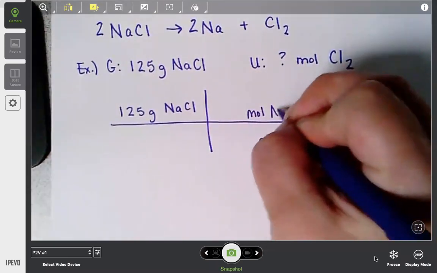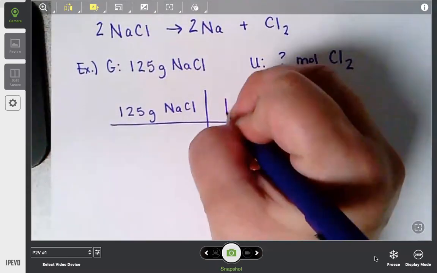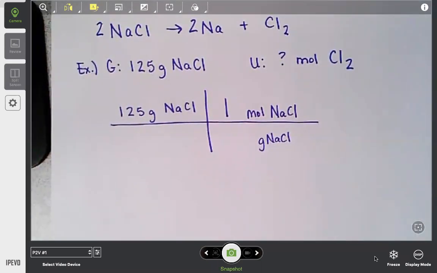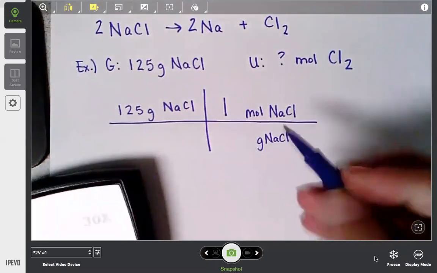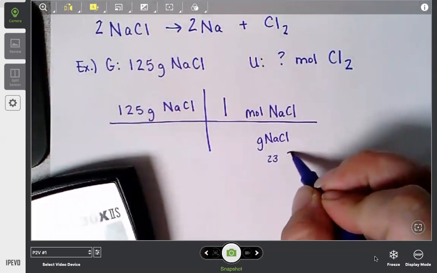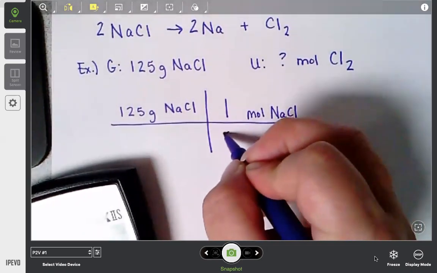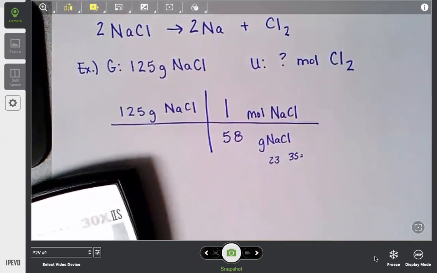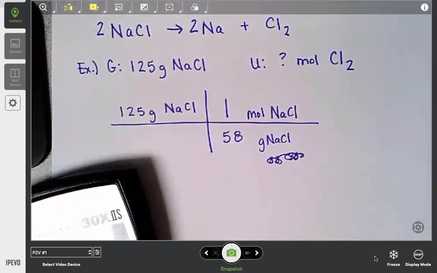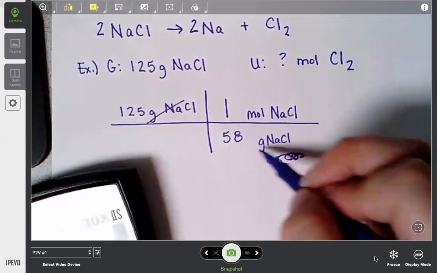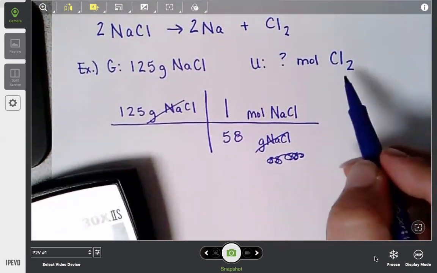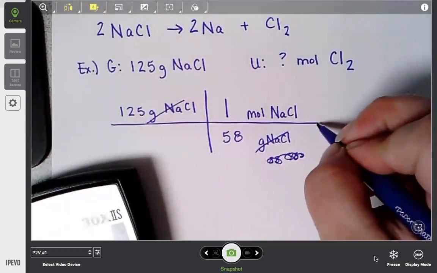The molar mass is the mass of 1 mole. And then I have to calculate the number of grams. If I am going to round here, sodium is about 23, chlorine is about 35, giving me a molar mass of about 58. So I've now gotten rid of grams of sodium chloride. I have moles of sodium chloride. I don't want moles of sodium chloride. I want moles of chlorine.